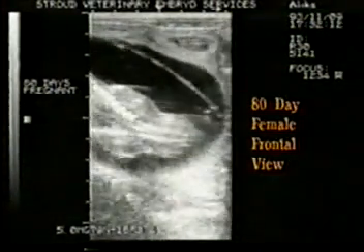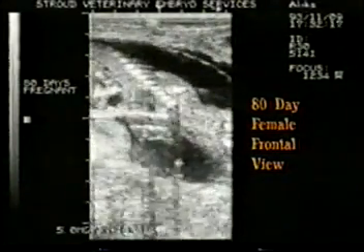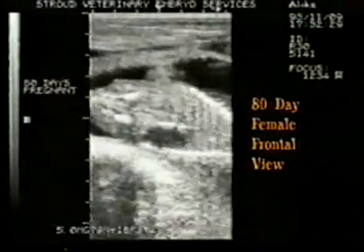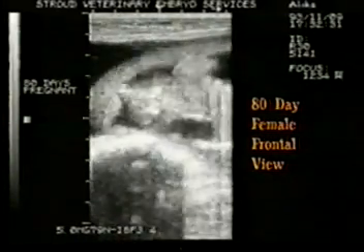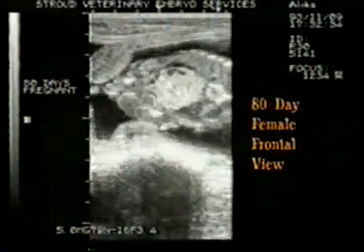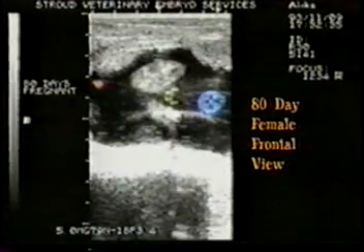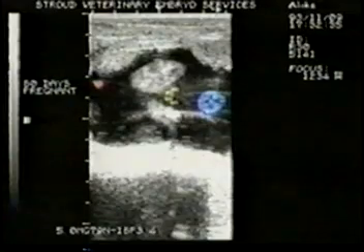This 80-day female fetus is presented in frontal view with head to right. Note the very active heartbeat in the thorax. This still frame catches the umbilicus in cross-section and clearly delineates all four teats of the developing mammary system. The tip of a cross-sectional view of the tail is highlighted in red.